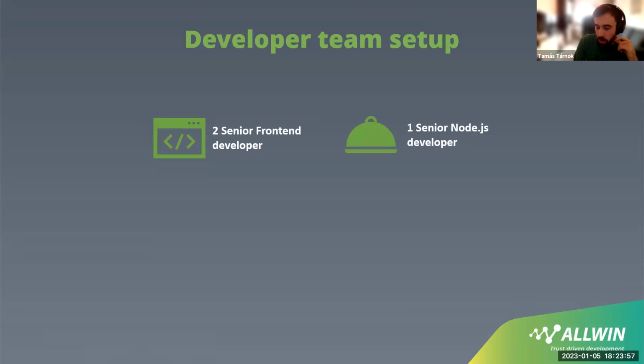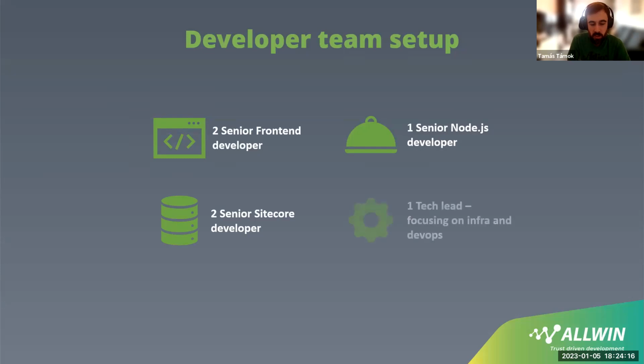It was to create a wrapper API around those external services. And these were done in Azure Functions. And for that, we just used Node.js as a language framework. And we had 2 senior Sitecore developers and 1 tech lead, mainly focusing on infrastructure and DevOps. So that's the team, I mean the technical team. And you can easily see that most of the team members were seniors.